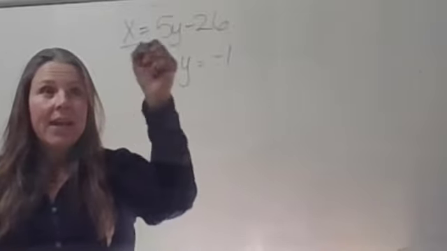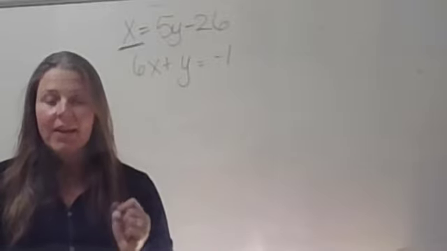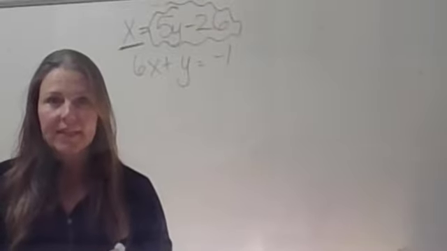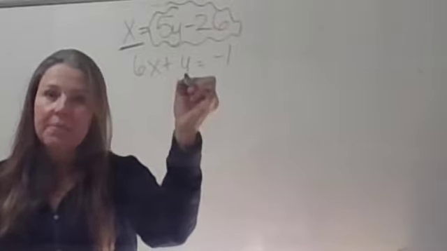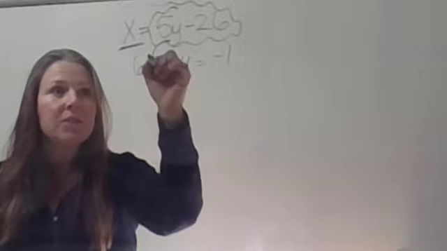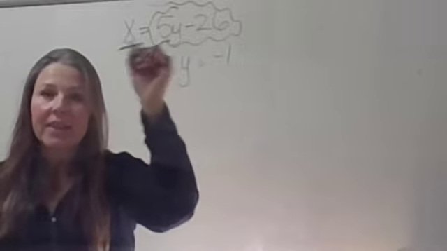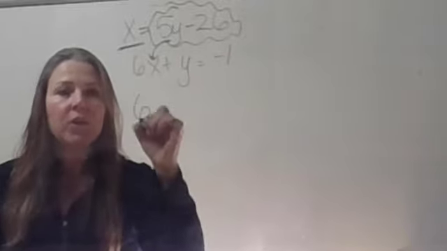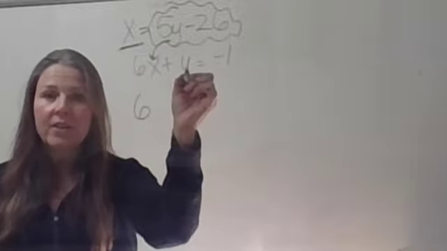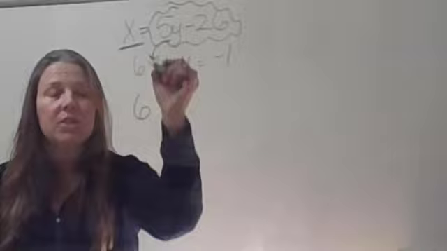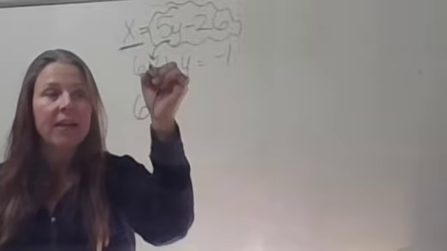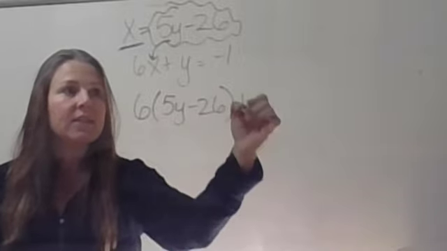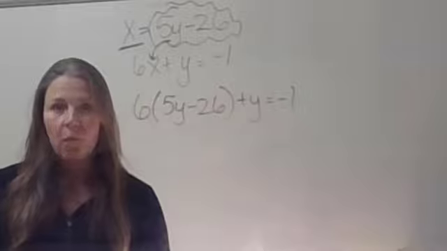Now, this time, the x is the thing that's isolated and alone, and x is equivalent to this 5y minus 26. So instead of substituting in for y, we're going to substitute in for x. X is the thing that has an equivalent substitute. So we're going to rewrite this bottom equation with one letter, and that one letter is going to be y because we're substituting the y in for x. So instead of x, we are writing 5y minus 26, and then we still have the plus y equals -1.